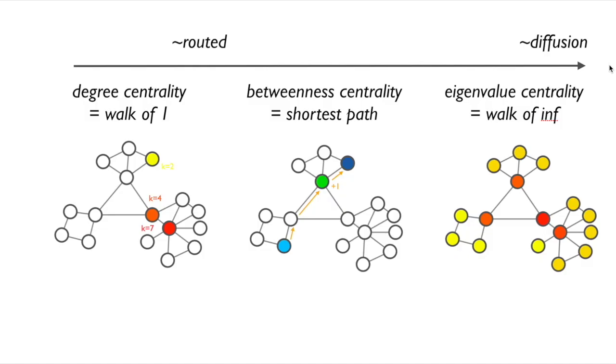So here we can clearly see that these different types of centrality metrics, although they might reflect different types of structure of the network and different roles of certain nodes in the network, can be placed on a certain spectrum related to the different types of communication that we find important in the network.